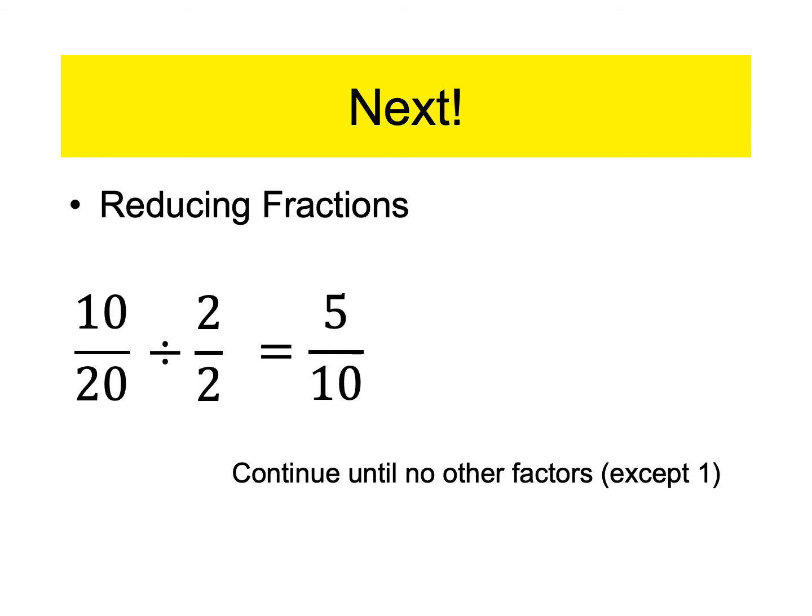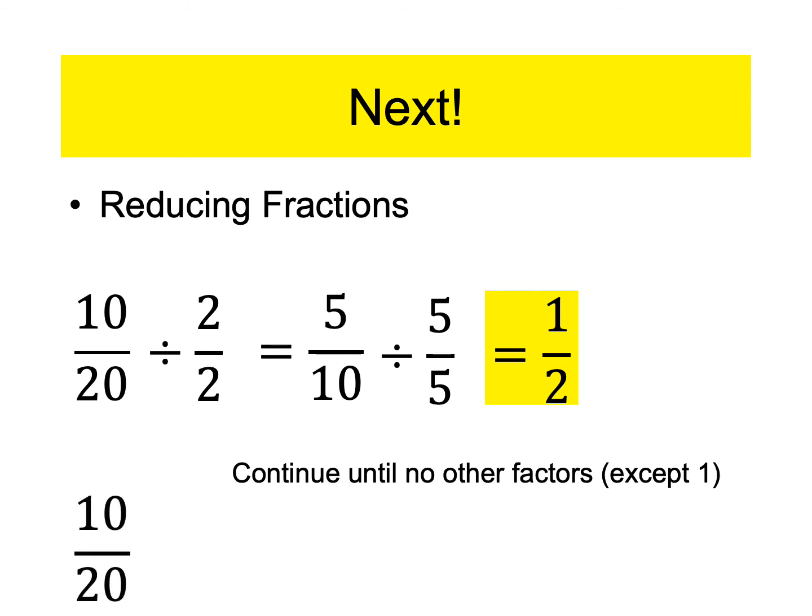Is there any other number that goes into 5 and 10? Sure, 5 goes into both 5 and 10. So let's divide by 5. So let's see, 5 divided by 5 is 1. 10 divided by 5 is 2. We get a half. Okay? Well, there's an easier way of doing this, but sometimes it's not the easiest way because you may not realize that the largest number that goes into 10 and 20, I'll do the problem again, is 10, right?